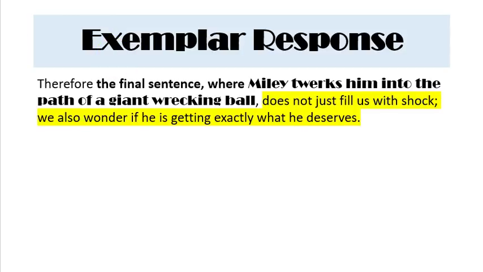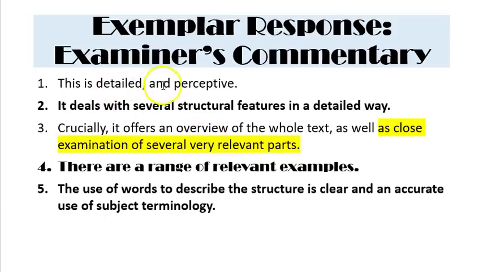Okay, let's go back and see how we've done. Detailed and perceptive. Hopefully you've now seen that all the examples in yellow force the examiner to think you're perceptive. It's detailed, so I suppose that was about 5 paragraphs. There are a range of relevant examples. You saw that in every paragraph. And repeated use of structural words, particularly those crucial ones of link and the final two paragraphs and the final sentence. So I hope you found that useful.